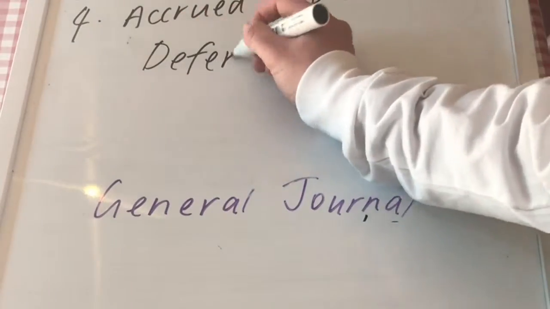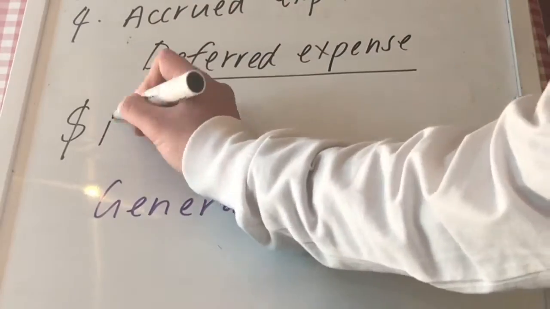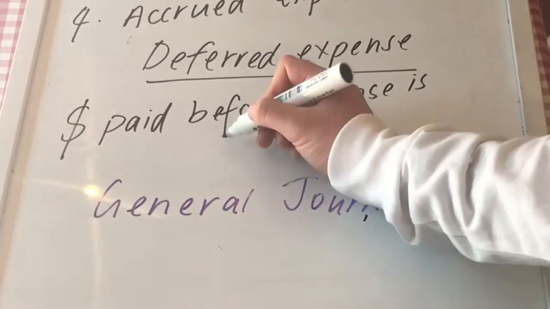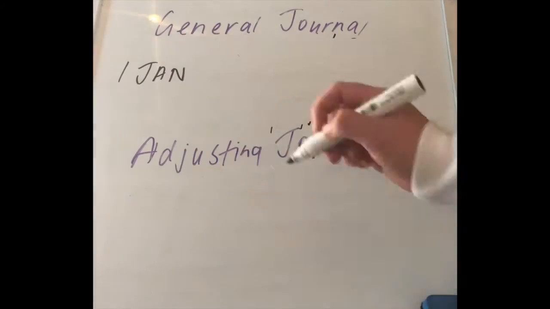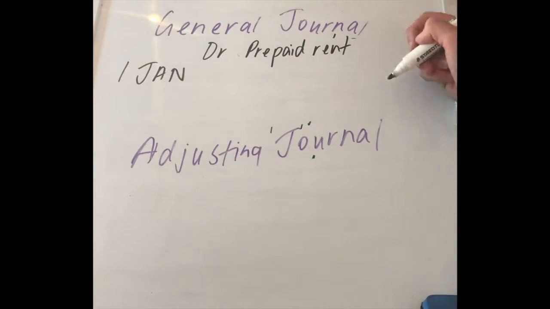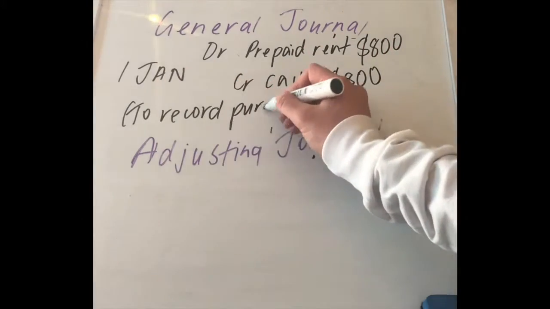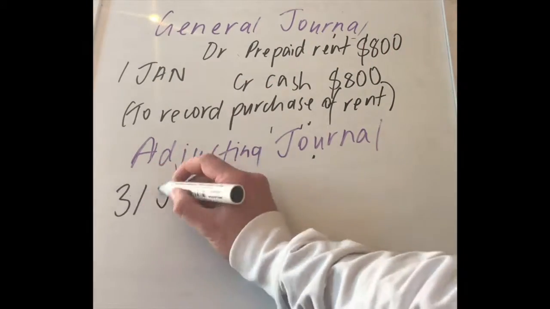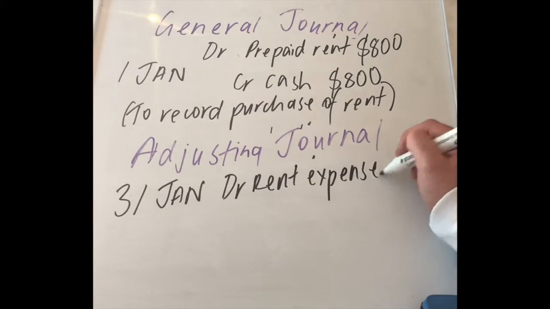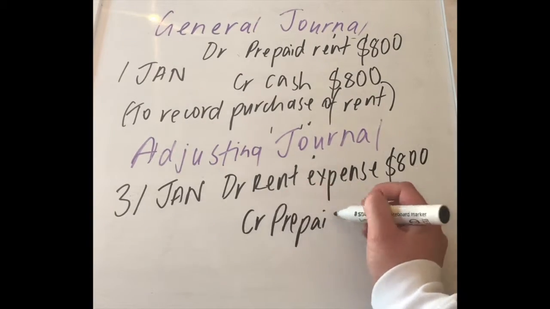Deferred expense refers to cash paid before an expense is incurred. When the expense is incurred, an adjusting entry increases expenses and reduces prepaid expense. For example, a company pays $800 prepaid rent at the beginning of January. This is adjusted at the end of January. Debit rent expense $800 to increase and credit prepaid rent $800.